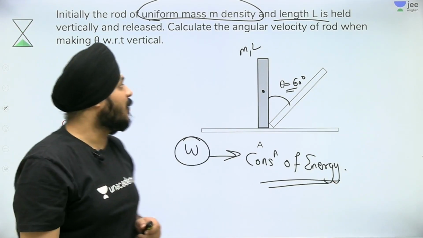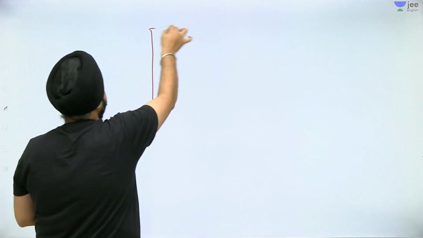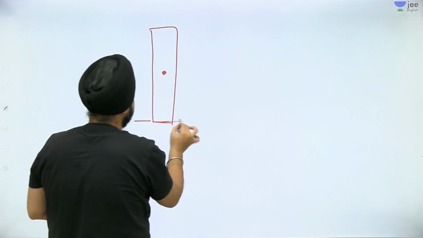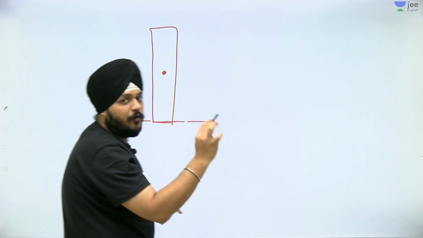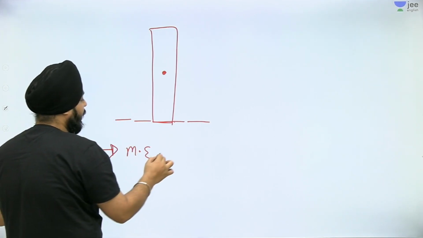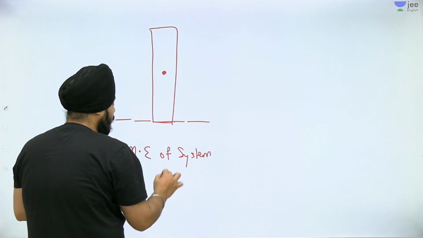So guys, moving forward, see, initially the rod was like this. The center of mass was, see, I am considering this as the reference point. There is no friction. It means that, first of all, let me write this thing: the mechanical energy of the system is conserved.